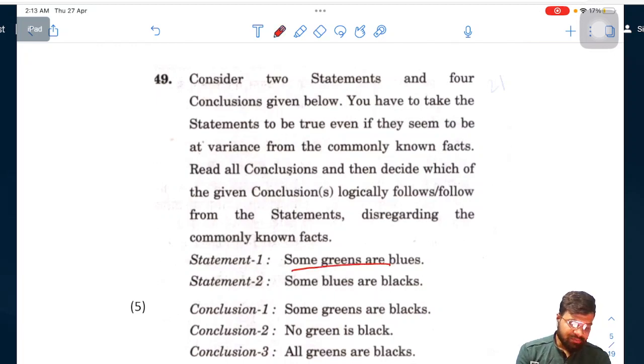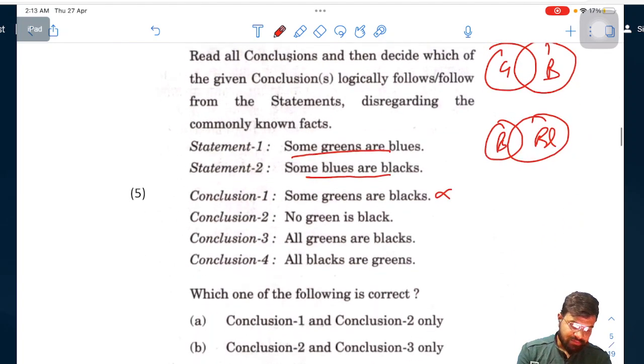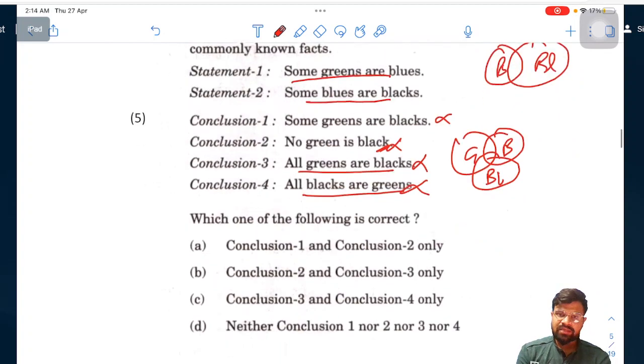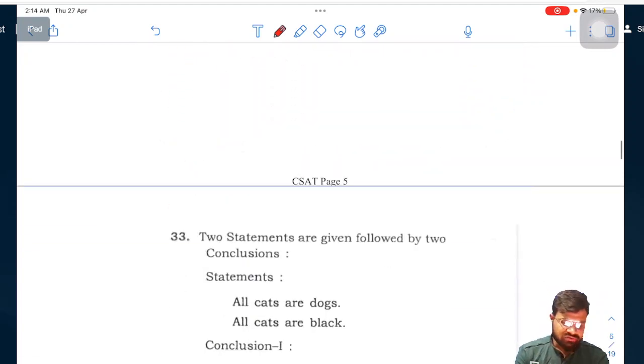Again, some greens are blues, so these are greens, these are blues. Some blues are blacks, these are blues, these are blacks. Now conclusion one, some greens are black: not necessary. If it's something like green, blue, and then black, then not necessarily some greens are black. No green is black can also not be true, because when you draw black like this, then all greens are black, or all blacks are green, based on the same diagram. So neither conclusion follows. Quite simple question, because the three variables are there and the confusions were very extreme.